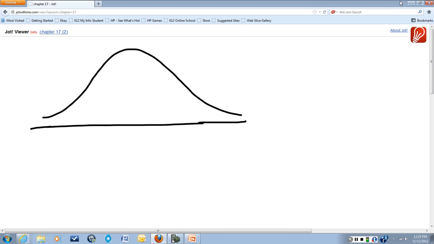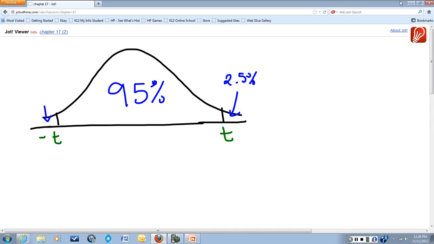Okay, and we are asked to find the critical t-value, right here. And this will be its opposite over here, that puts 95% of the data between those 2 points. That leaves us with 2.5% in the tails.